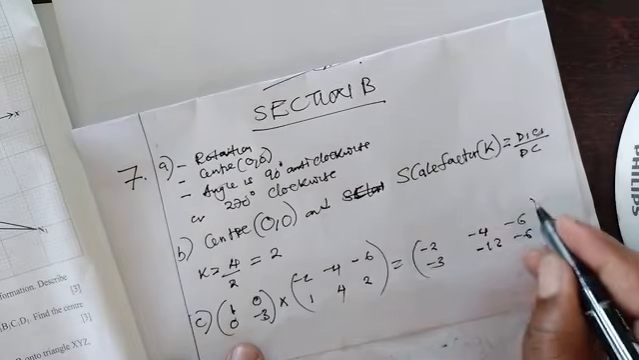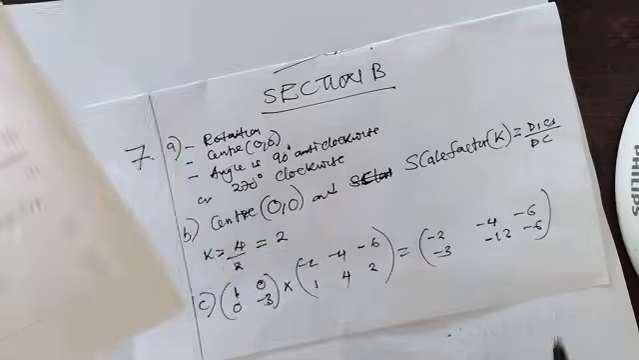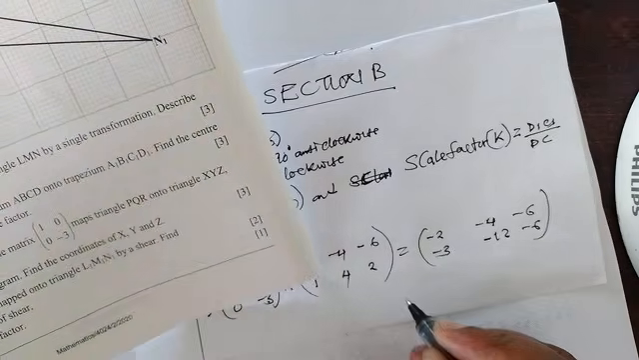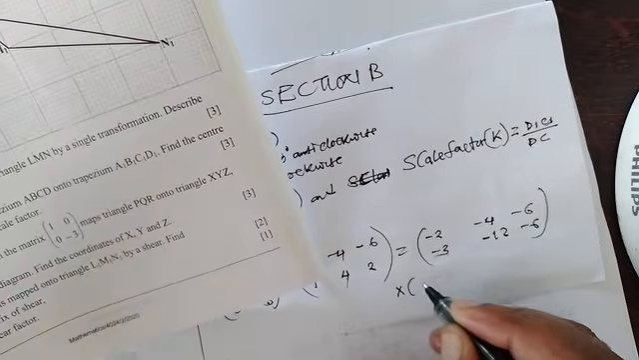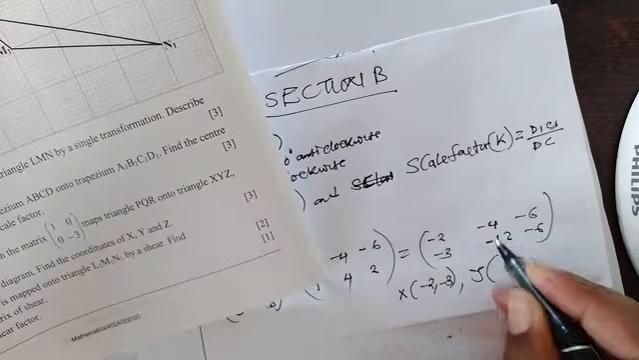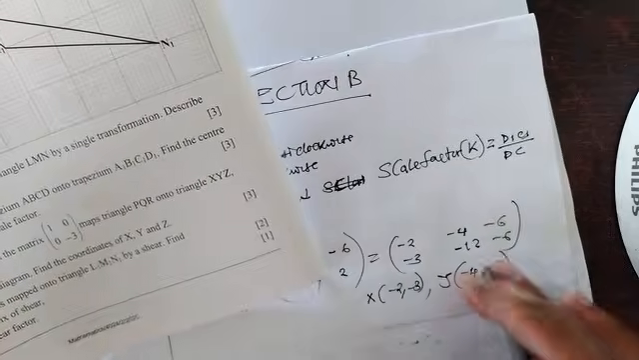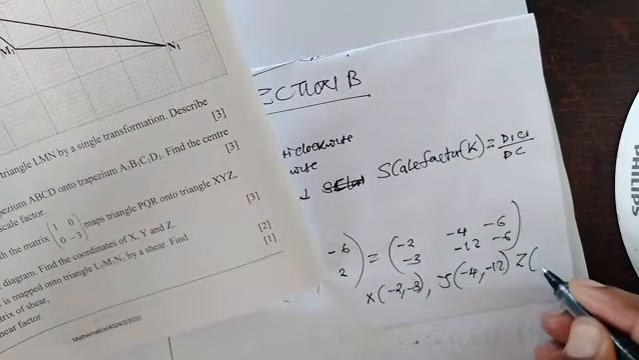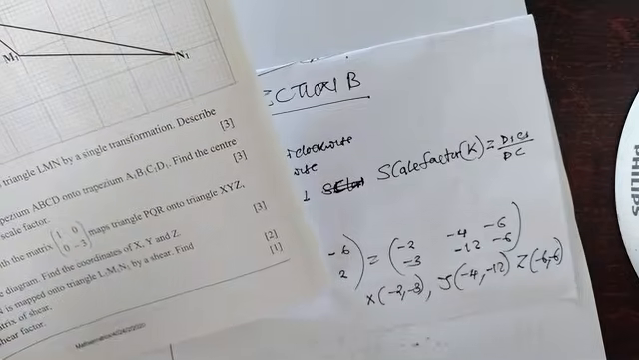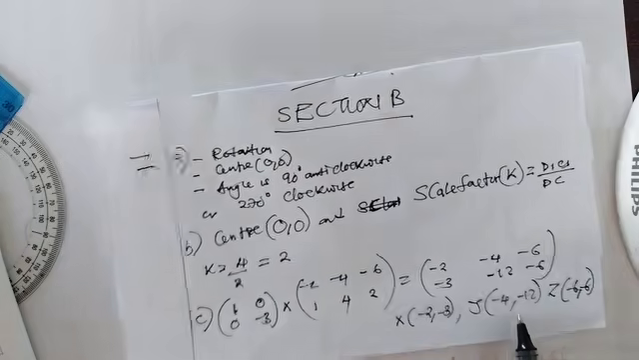These are the coordinates. For X, the coordinates are negative 2, negative 3. For Y, negative 4, negative 12. Then for Z, negative 6, negative 6. So this one is our answer. Then we go to D.